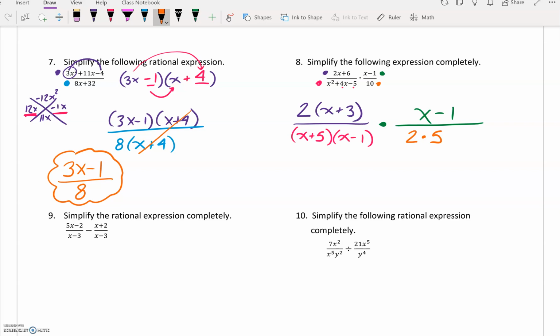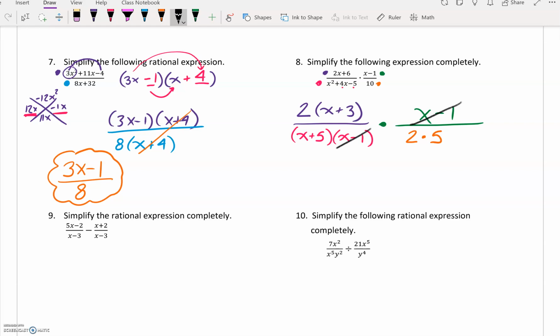Okay, so now comes the fun part where we get to simplify. If there's anything within each fraction that can simplify, do it. Or remember, we can simplify on the diagonal. So for example, I noticed this factor of x minus 1 and this factor of x minus 1 can simplify.